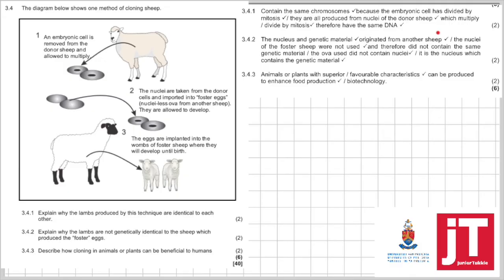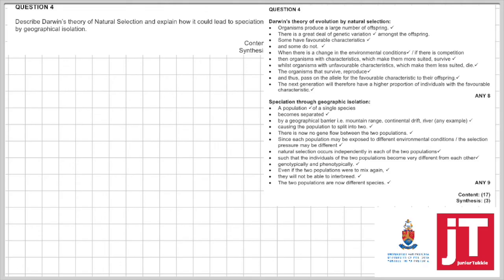3.4.3. Describe how cloning in animals or plants can be beneficial to humans. Animals or plants with superior or favorable characteristics can be produced to enhance food production or biotechnology. And the last question, which is the essay, I still like to do the essay because it can be broken down into shorter questions and asked in your exam. Question 4. Describe Darwin's theory of natural selection and explain how it could lead to speciation by geographical isolation.